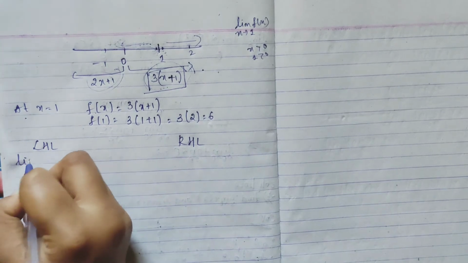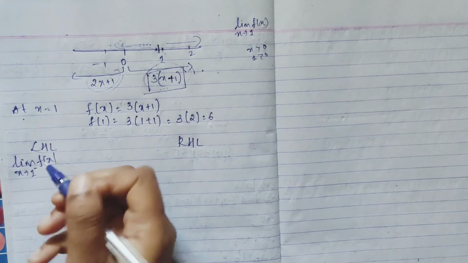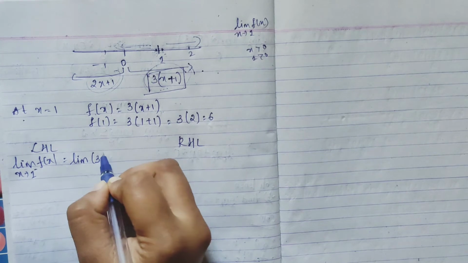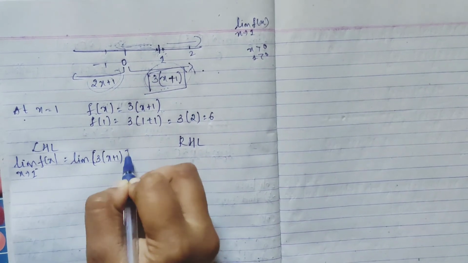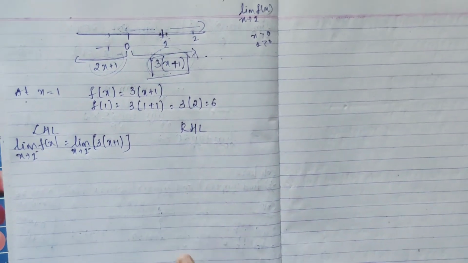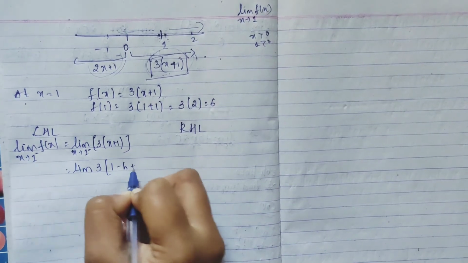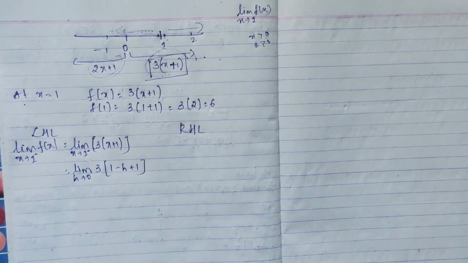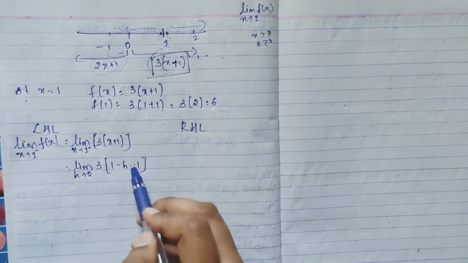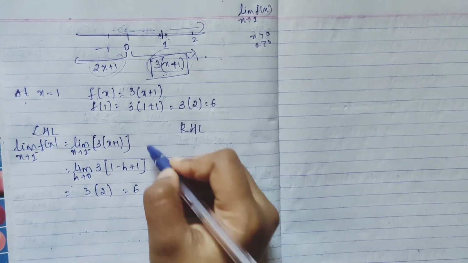So LHL, how will it be? Limit f of x as x tends to 1 minus. Limit f of x is what here? It remains the same as I have said, 3x plus 1, as x tends to 1 minus. 1 minus means we are subtracting some very minute number, so 3 times (1 minus h) plus 1, as h tends to 0. When you substitute h as 0, you will get 3 times 1 plus 1, which is 2. So you will get 6.